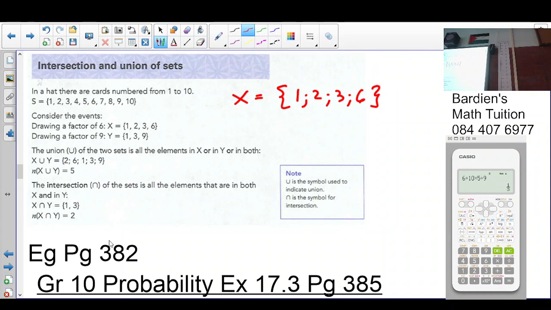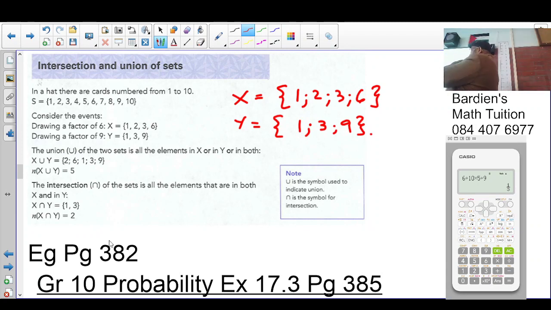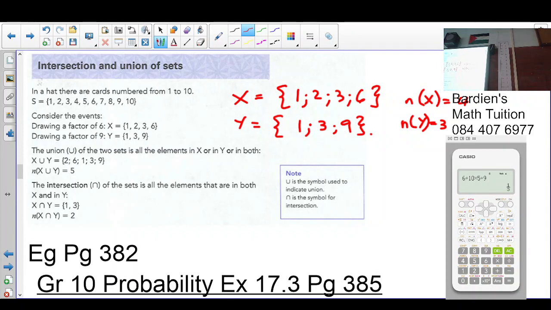And then Y was drawing a factor of 9. So the factors of 9 are 1, 3, and 9. Okay. So we said that the number of elements in subset X is 4. And the number in Y is 3. Okay. So also we spoke about the union of two sets: it is all the elements in set X or in Y, or in both X and Y.